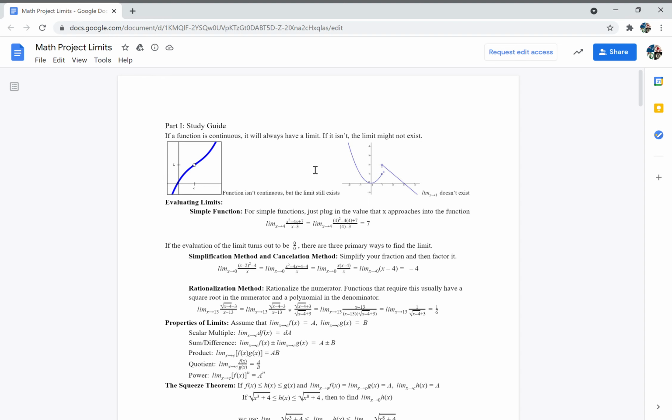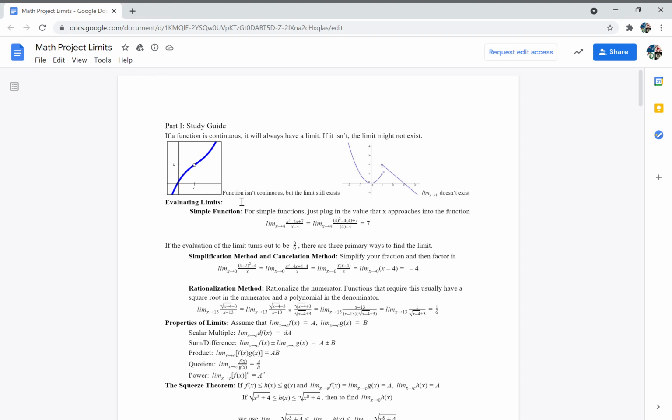And for the graph on the right, there are 2 points where the function approaches, one from the left, one from the right. So the limit does not exist as x approaches 1 in this instance, because from the left, y equals 1, and from the right, y equals 2.